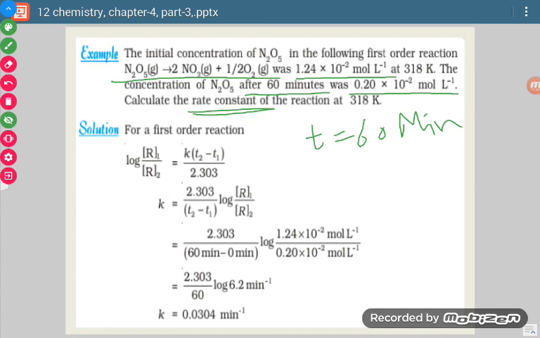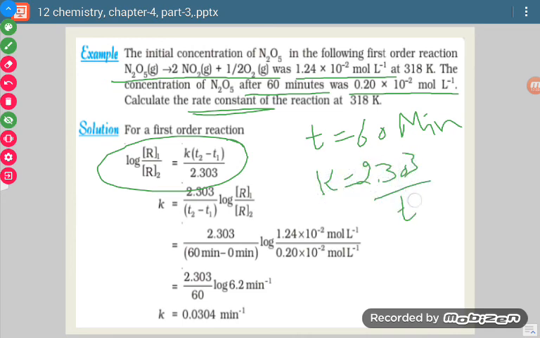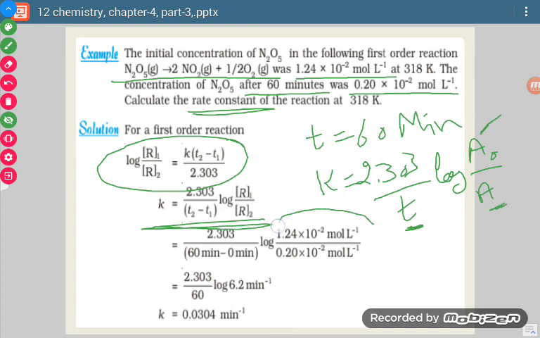So we apply this formula. This is one and the same thing. See what we are applying. We are applying K is equal to 2.303 over T log of initial concentration over final concentration. So don't get confused in this form. So 2.303 is there. T value we have taken 60 minutes. Initial concentration is given. Final concentration is given. So first of all, we will solve this exactly properly. So we are getting this much.